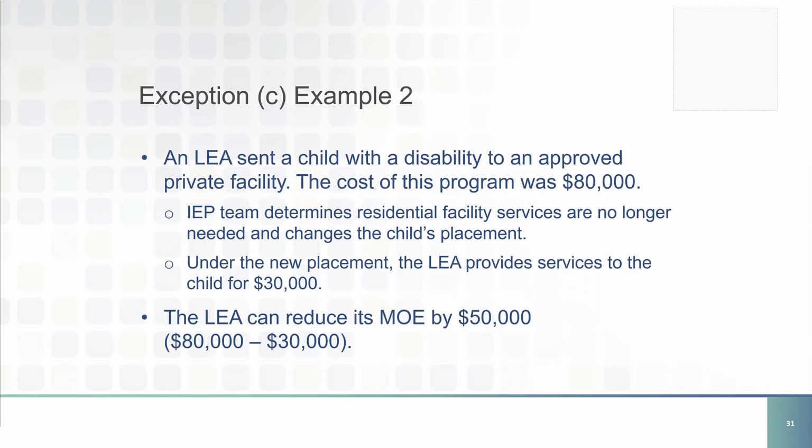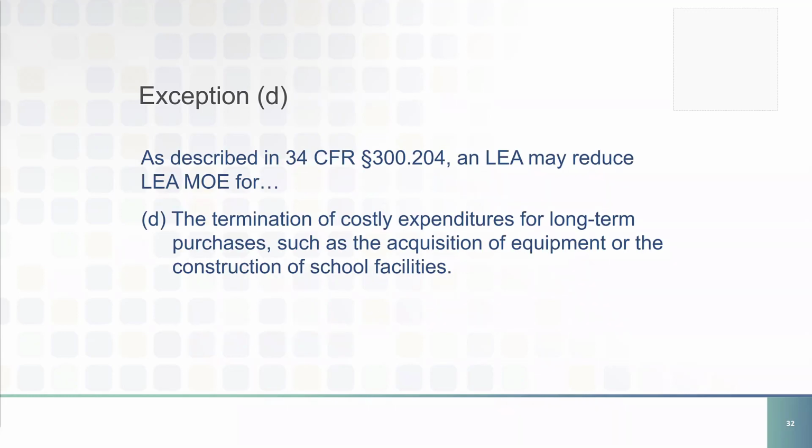Now we're going to look at exception D. This fourth exception is the termination of costly expenditures for a long-term purchase. OSEP has informally responded to states that long-term, as it applies to purchases under this exception, means payments that may be made over more than one state fiscal year. Additionally, Uniform Grant Guidance at 2 CFR Section 200.33 defines equipment as tangible personal property, including information technology systems, having a useful life of more than 1 year and a per unit acquisition cost of $5,000, or an amount equal to or more than an established level.